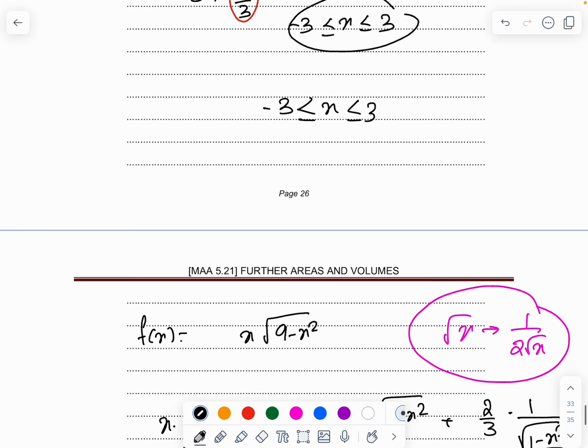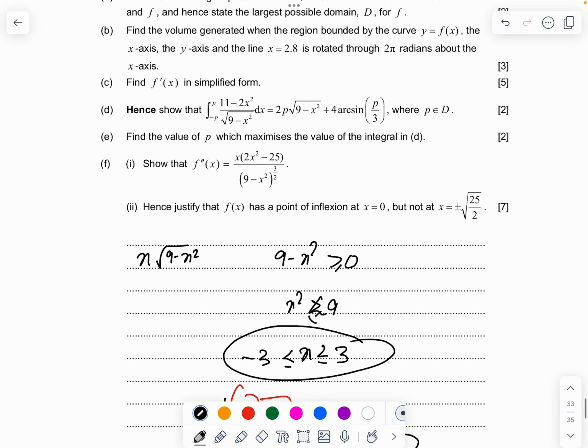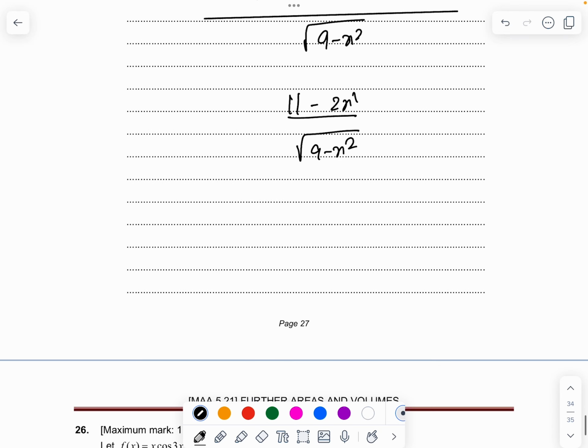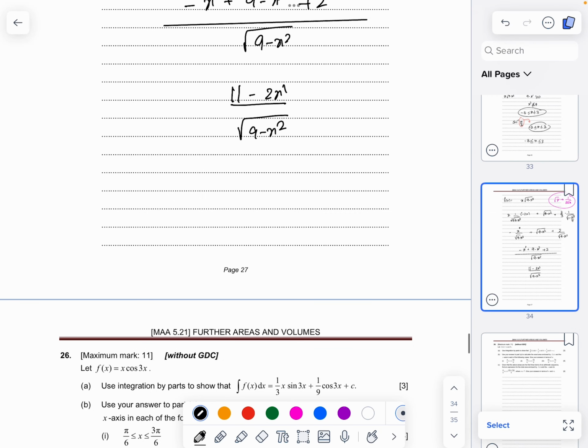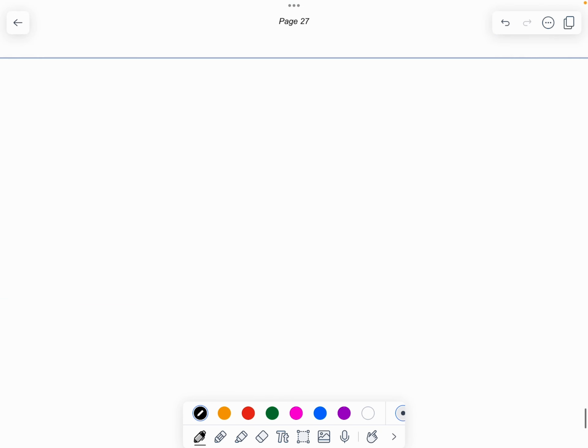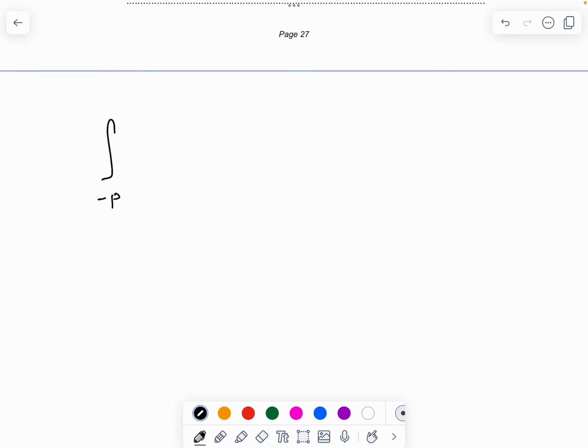So now what is he asking in part D? Show that the integral of this one, (11 minus 2x squared) by the square root of 9 minus x squared.